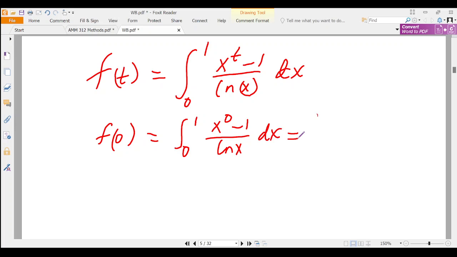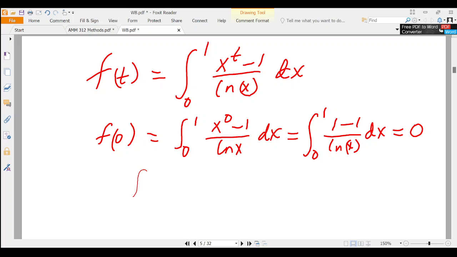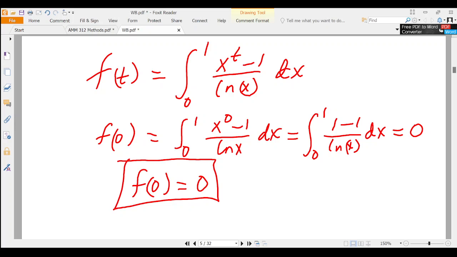And x raised to power 0 is 1. So this becomes 1 minus 1 all over logarithm of x dx. And 1 minus 1 is 0. So that gives us 0. So in this case, f of 0 is equal to 0. This is an important initial condition for that integral.